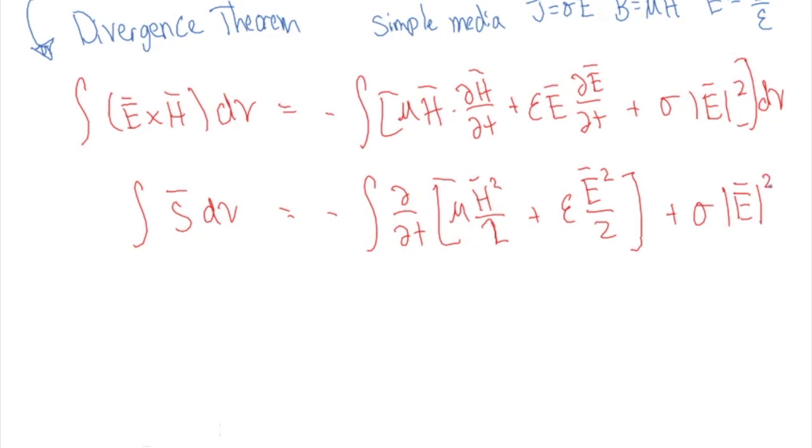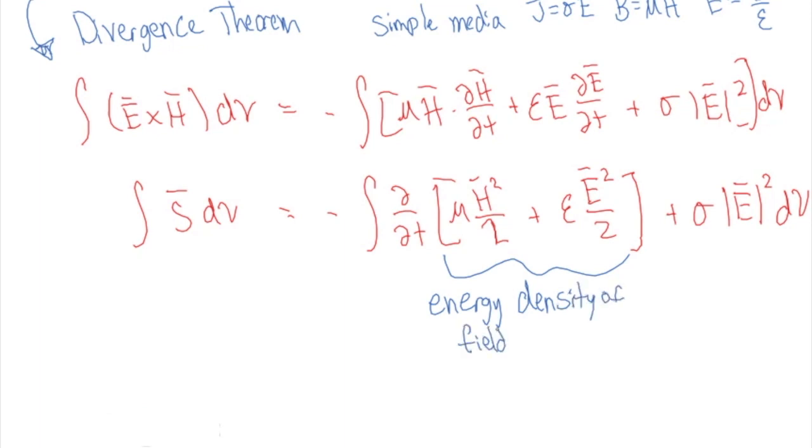And for this, we can see on the right-hand side that there are two different things. So the first is the energy density of the field, which is the rate of loss of the electromagnetic energy stored in the field. And the second part is ohmic loss, which is the rate of energy gain in the particles. And this all equals the left-hand side, which is the rate of energy transfer out of the volume.